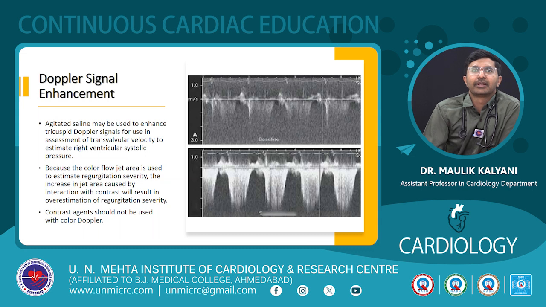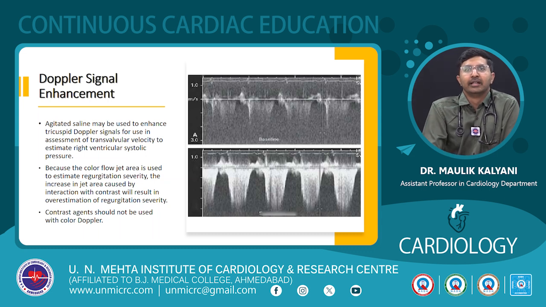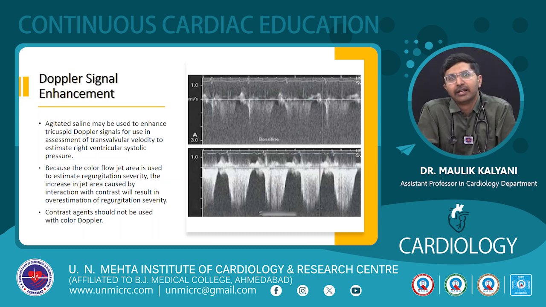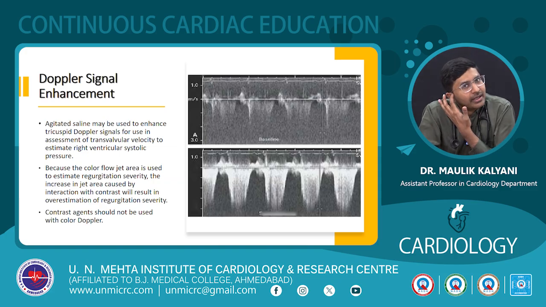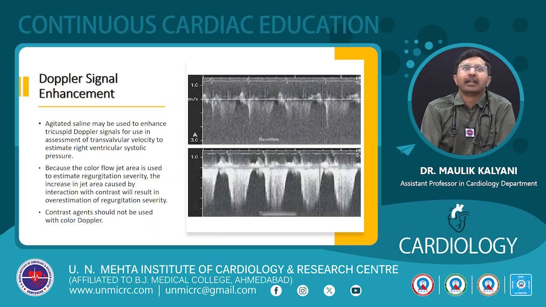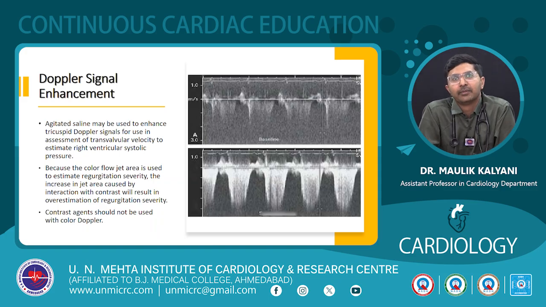The next use of the contrast echo is Doppler signal enhancement. Many times the TR is very trivial and the jet is very faint, as seen in the upper image, and if we measure PA pressure, the velocity might be around only 2.5 or 3, and we may report it as mild PH. So the PA pressure from the TR jet and RV systolic pressure should never be estimated if the jet is incomplete and looks like this.